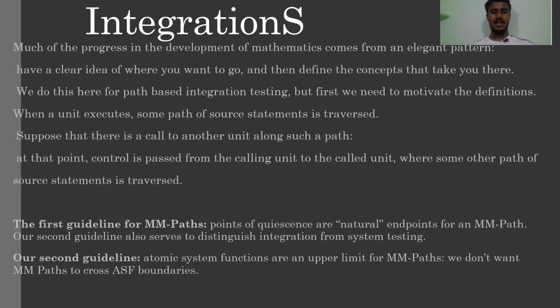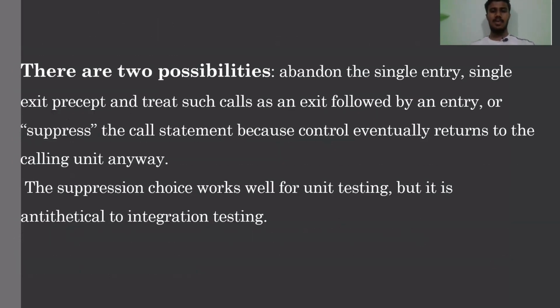Our second guideline also serves to distinguish integration from system testing. Our second guideline is that atomic system functions are the upper limit for paths. We don't want paths to cross ASF boundaries. There are two possibilities: abandon the single entry, single exit precept and treat a call as an exit followed by an entry, or suppress the call statement because control eventually returns to the calling unit anyway. The suppression choice works well for unit testing, but it's antithetical to integration testing.